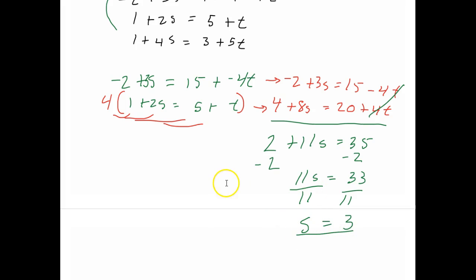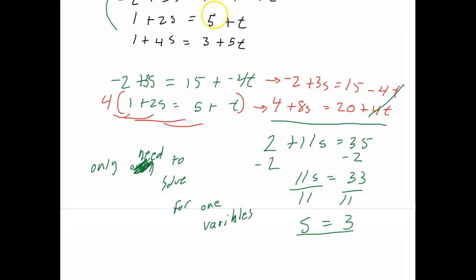I'm not done. Some people could go back and plug your s in to find t, but you don't need to. Most of the time, you do not need to solve for the other variable. Only, double important, need to solve for one variable. Because the question isn't find the variable, it's find where they intersect. So we're not done yet, actually. We gotta do one more step.